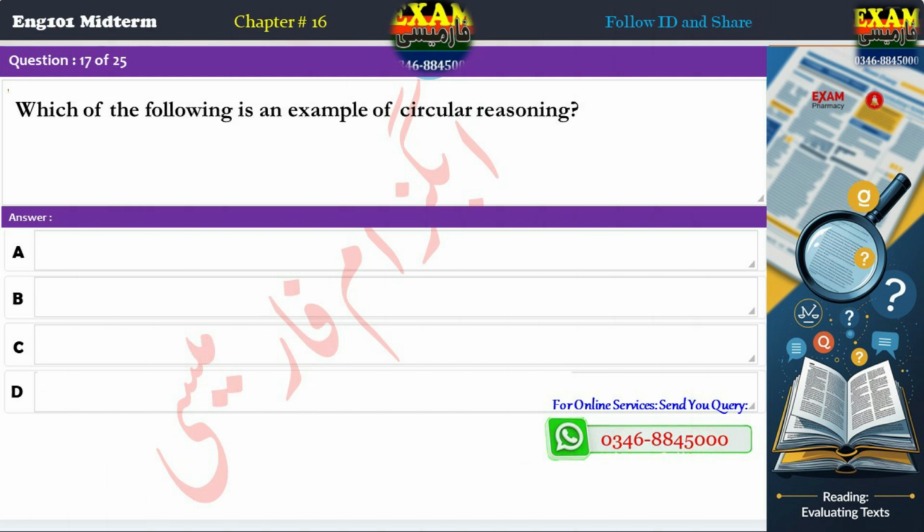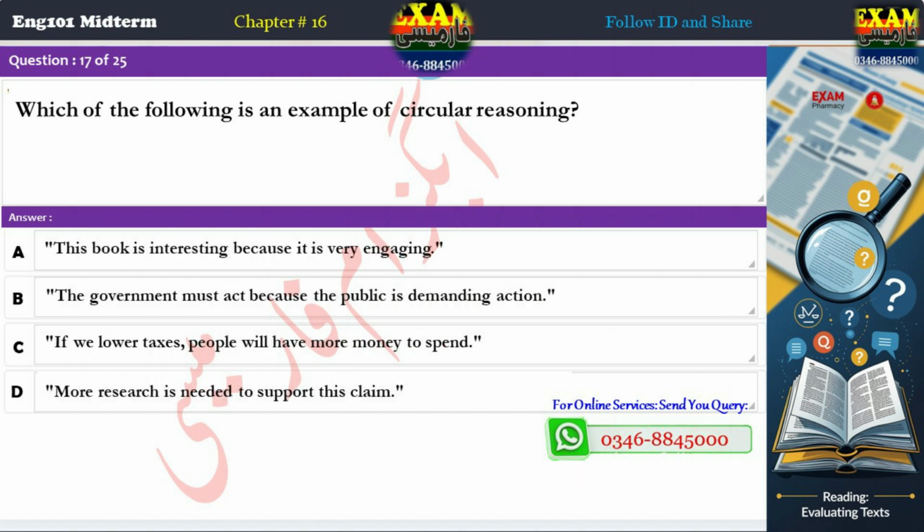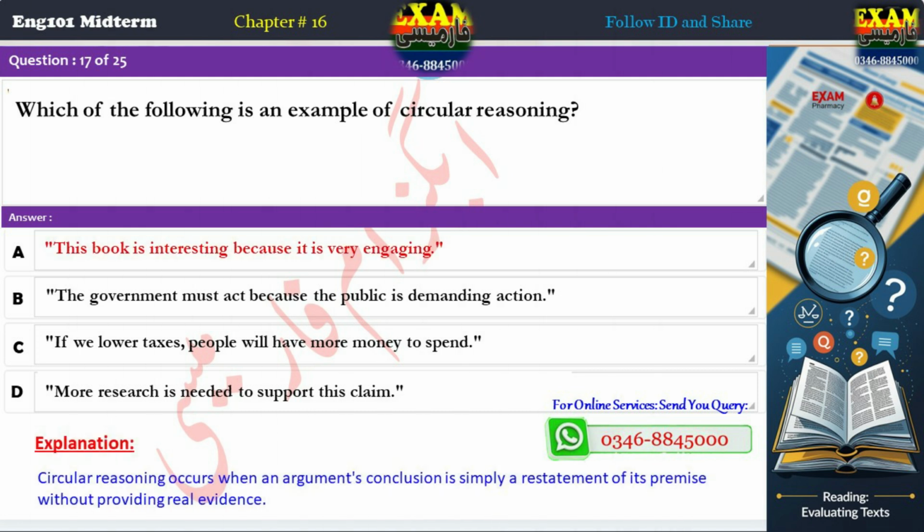Question 17. Which of the following is an example of circular reasoning? A. This book is interesting because it is very engaging. B. The government must act because the public is demanding action. C. If we lower taxes, people will have more money to spend. D. More research is needed to support this claim. Correct answer. A. This book is interesting because it is very engaging.